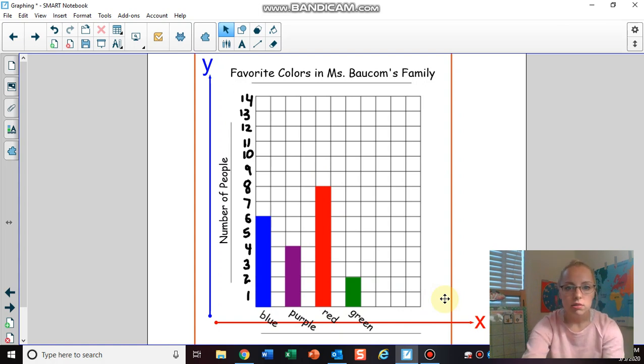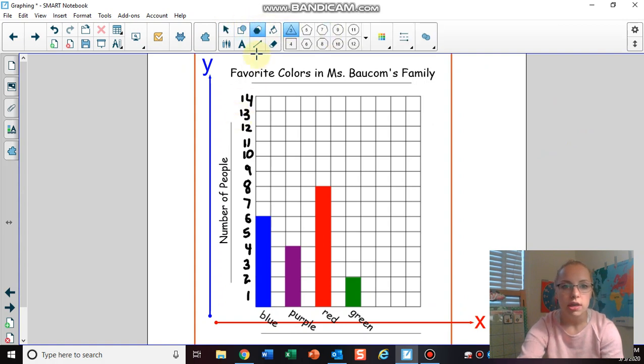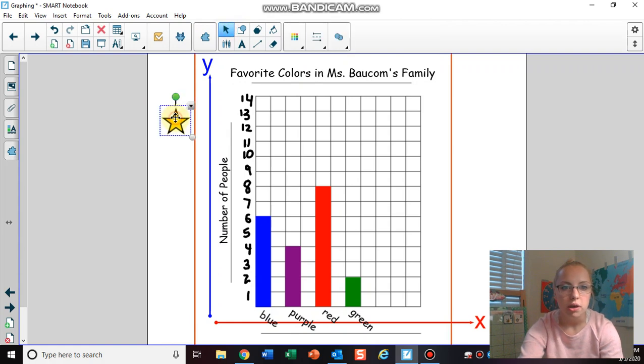So now we can answer some questions. I'm going to actually use a star for this so that we can have a little pointer to show us which one answers the question. So which color was the most popular in Miss Baucom's family? That means which had the most votes. We can see clearly that it was red, because red is the highest bar on the graph.